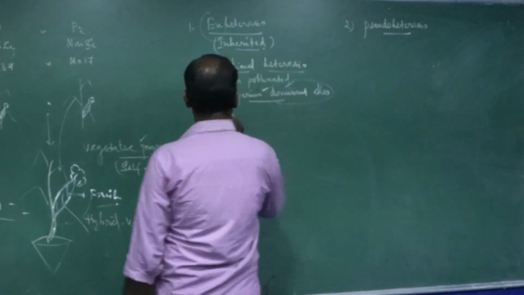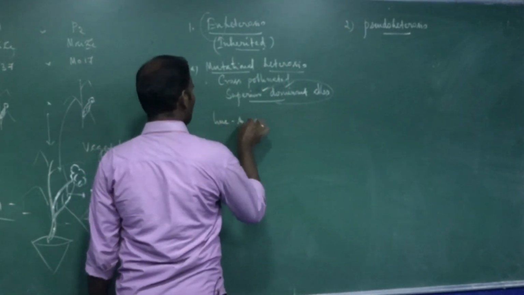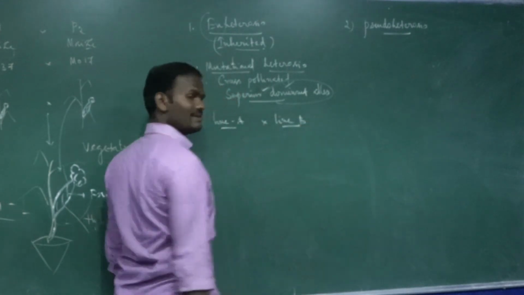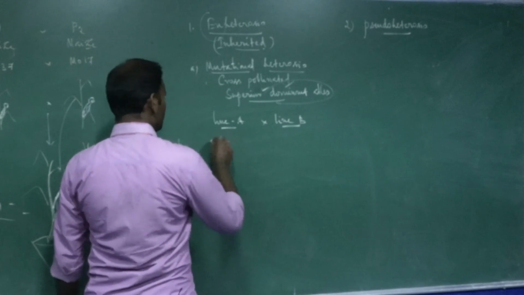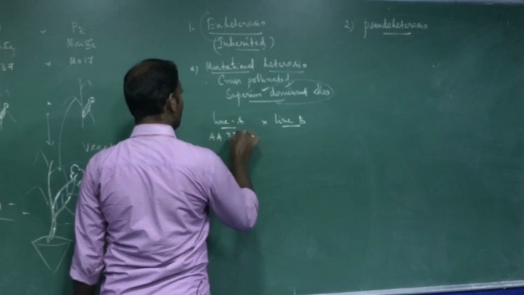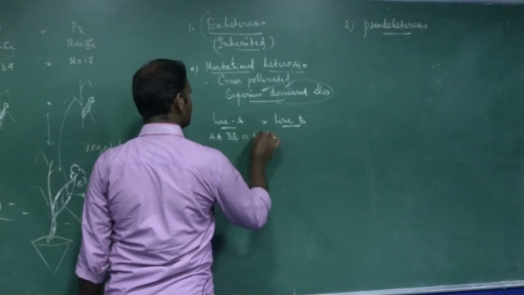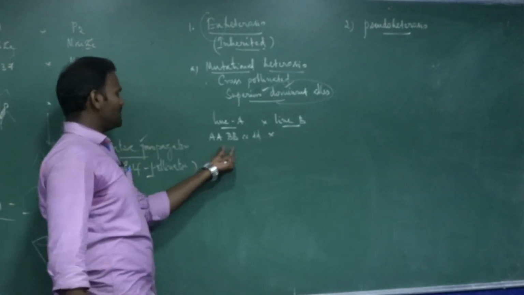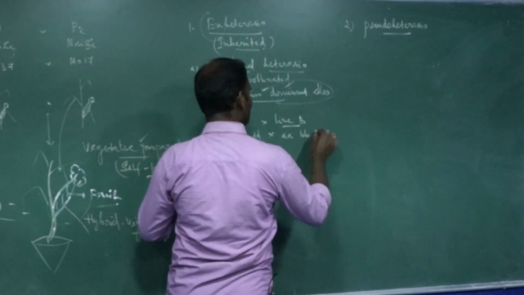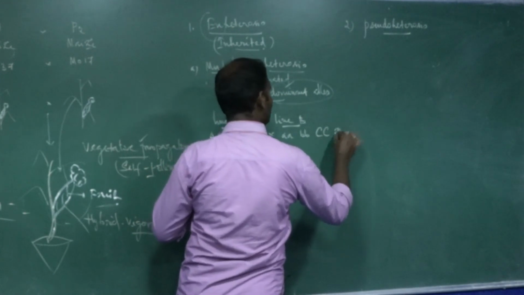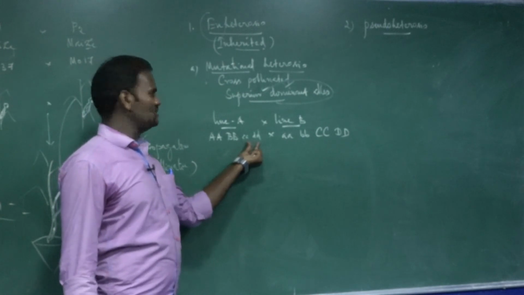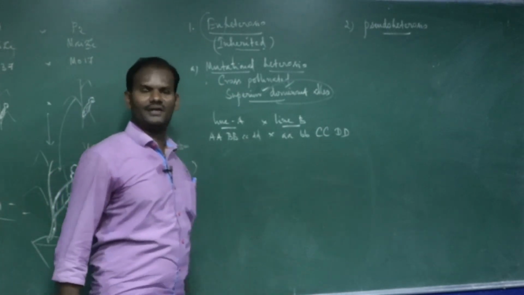For example, line A, a crop, is crossed with line B, another crop, maize. Here the gene pairs are capital A, capital B, small c, small d, four pairs of alleles, crossed with small a, small b, capital C, capital D. Here two pairs are dominant alleles, two pairs are recessive. Here two pairs are recessive, two pairs are dominant alleles.